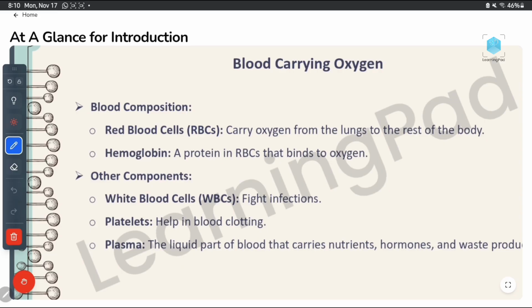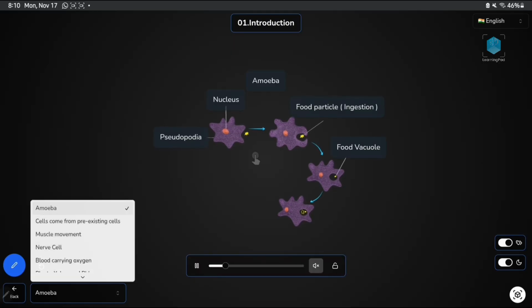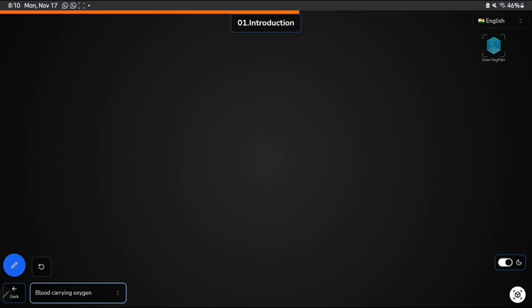Here, let us now see a model of carrying oxygen, or helping in exchange of gases.